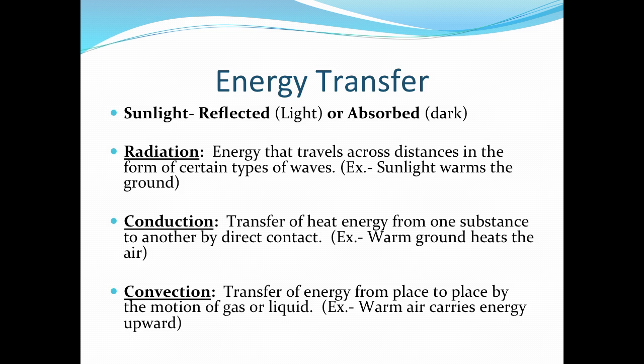Radiation is the energy that travels across distances in the form of certain types of waves. For example, sunlight warms the ground. So sunlight warms the ground, and the ground warms the air. Sunlight does not warm the air, okay? Sunlight heats up the ground. The sun's energy heats up the ground, and the ground warms the air that's directly above the ground.